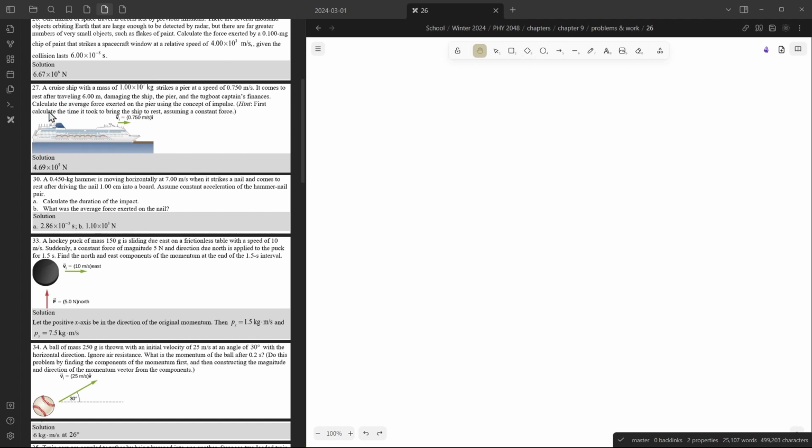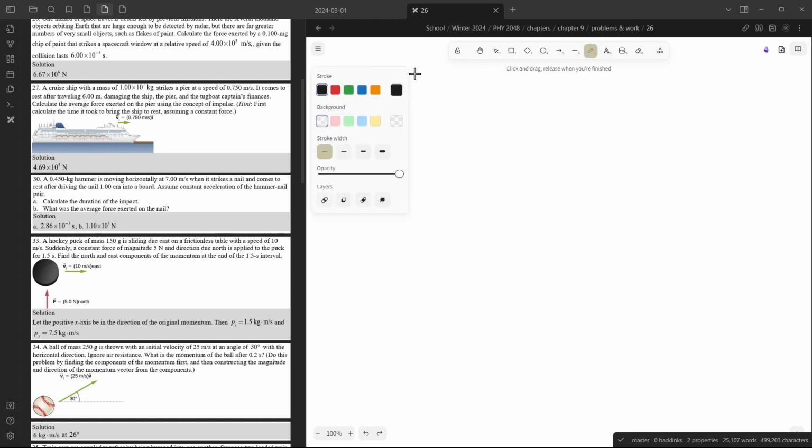Problem 27 reads, a cruise ship with a mass of 1 times 10 to the 7 kilograms strikes a pier at a speed of 0.75 meters per second. It comes to a rest after traveling 6 meters, damaging the ship, the pier, and the tugboat captain's finances. Calculate the average force exerted on the pier using the concept of impulse. Hint: first, calculate the time it took to bring the ship to rest, assuming a constant force.